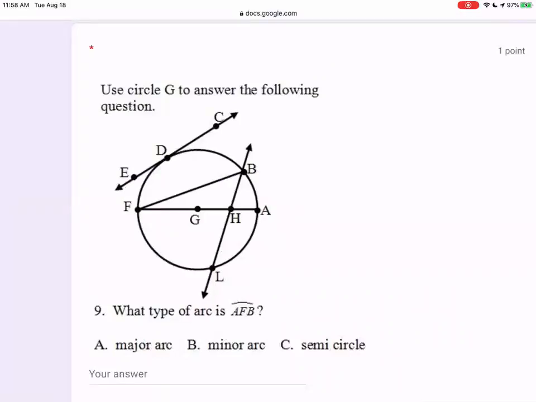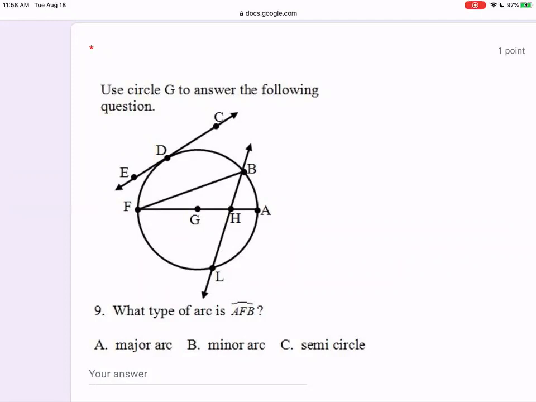Okay, so if you start at A and you go all the way to F, we are now halfway across the circle. But if you continue from F and you go all the way to B, then you have gone more than half of the circle and you've covered most of it, right? More than half. Is that okay so far, what I said? Yes. Okay. So if you go more than half, then that has to be a major arc.